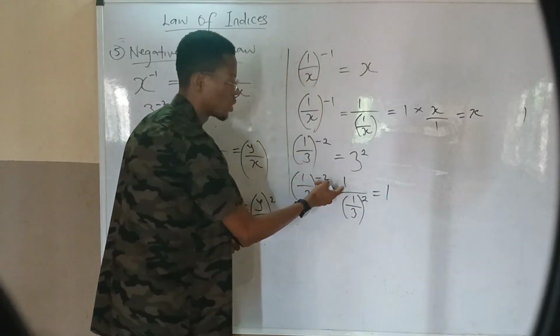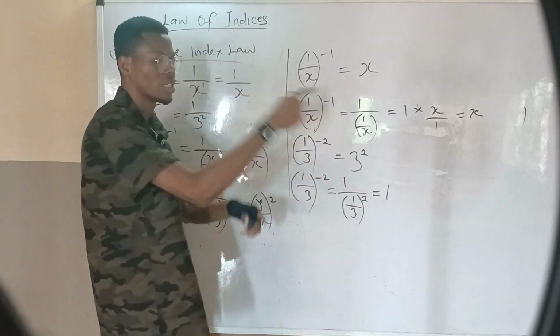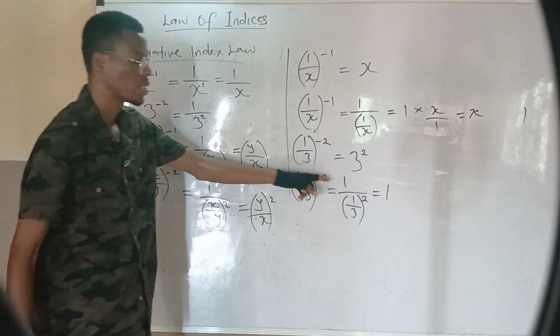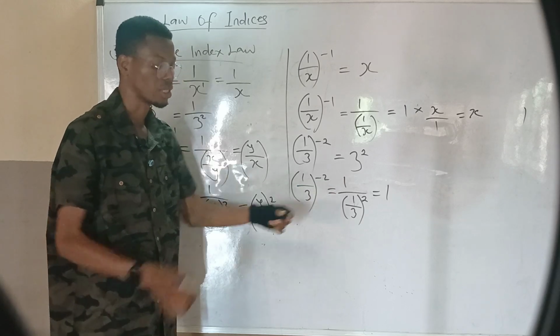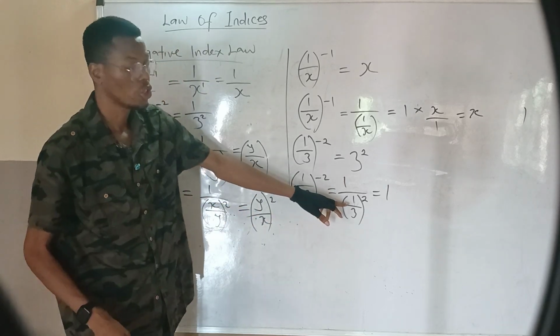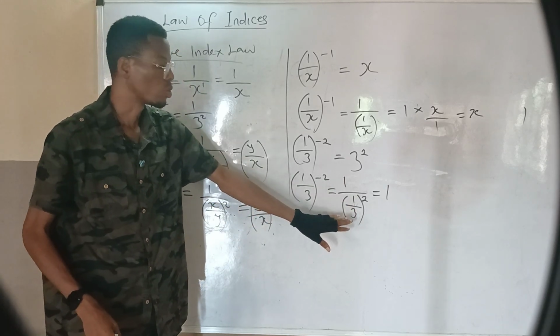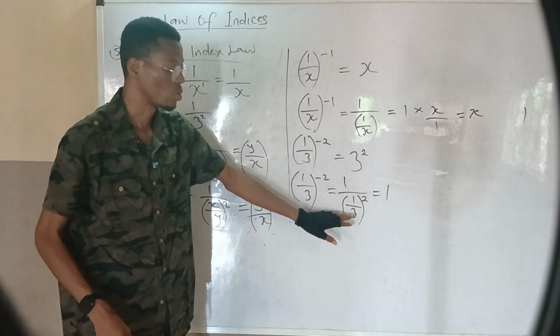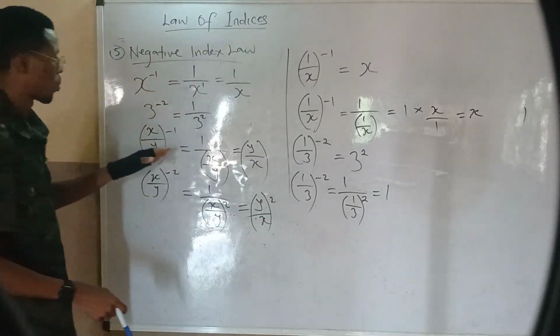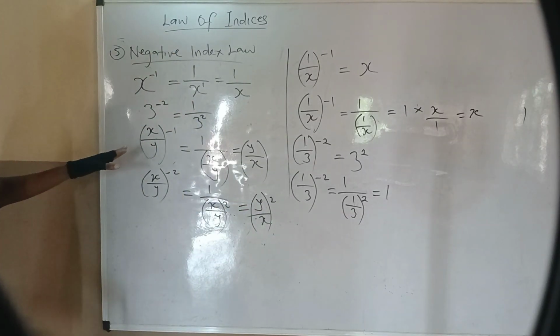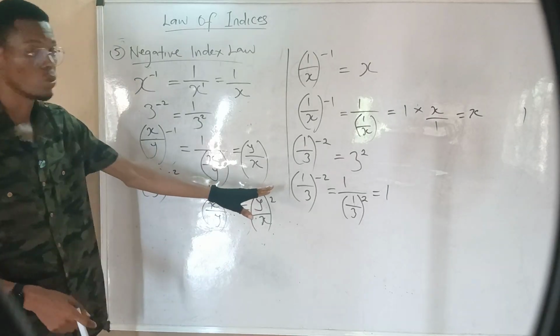The negative index already brings about what? The exchange. Now, the negative index, this reciprocal, brings about the exchange of the fraction. So the numerator comes down, the denominator goes up, like what we have done here. We have subsequently been doing here. So that is the similar thing we're going to do at this point.